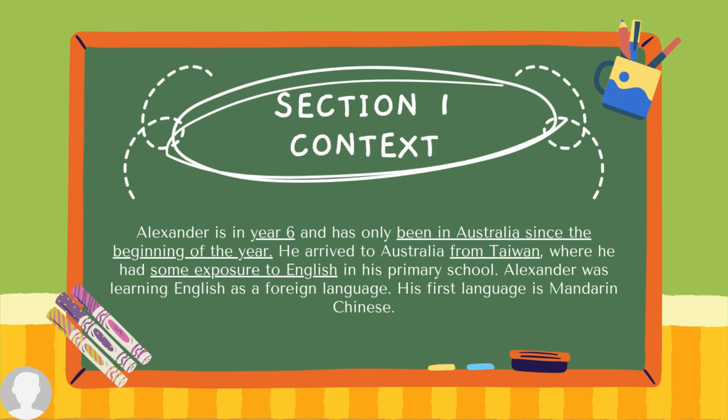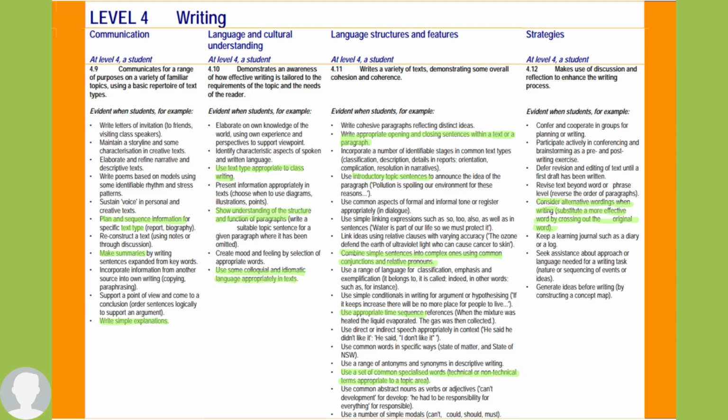Alexander is in Year 6 and has only been in Australia since the beginning of the year. He arrived in Australia from Taiwan, where he had some exposure to English in his primary school. Alexander was learning English as a foreign language. His first language is Mandarin Chinese. Alexander is situated at level 4 on the writing ESL scales.